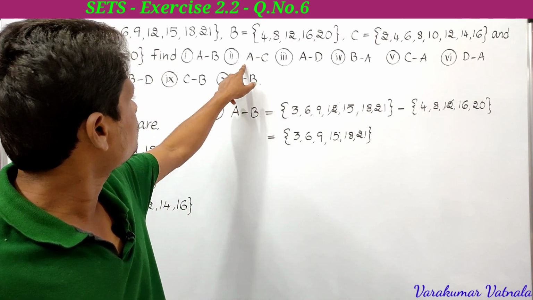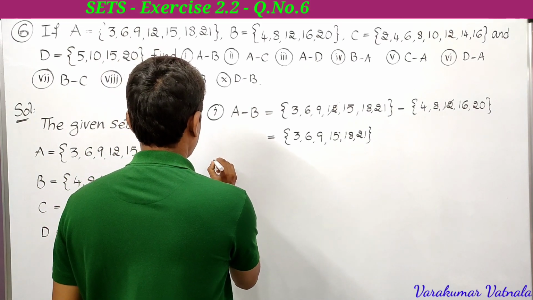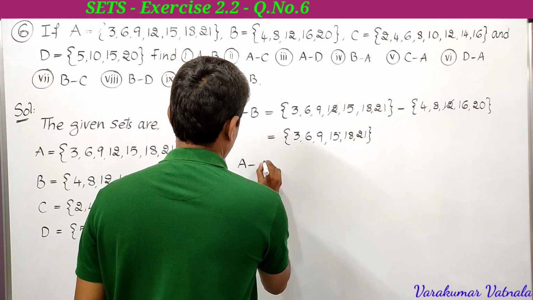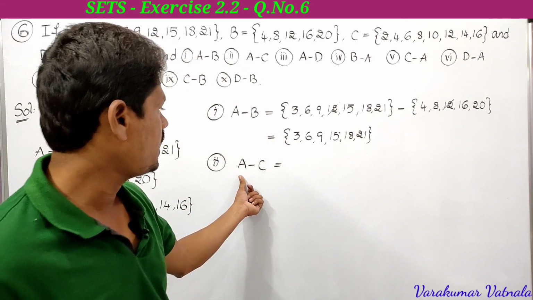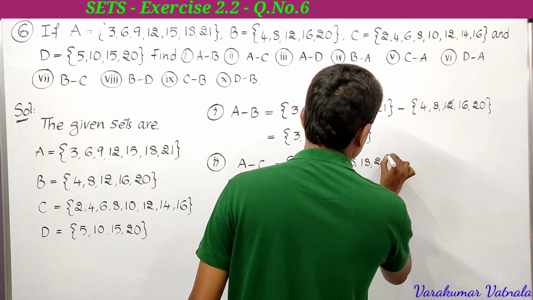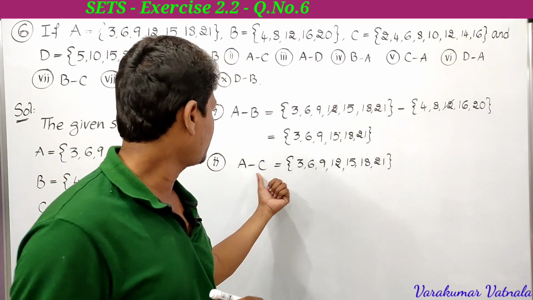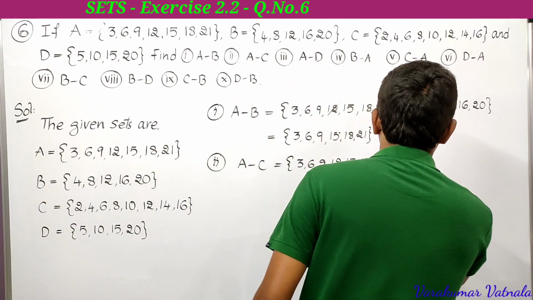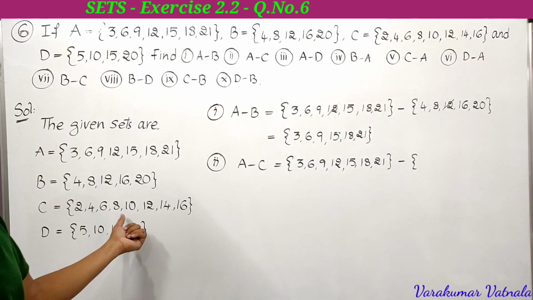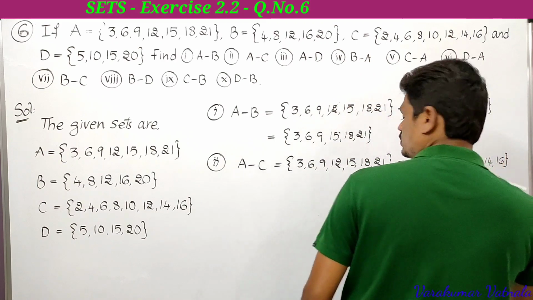So next, second, what is there? A minus C. So next we have to find A minus C. Again first we have to write set A minus set C. So what is set A? This is set A: 3, 6, 9, 12, 15, 18, 21. A minus C. So what is set C? We have to write the elements of set C. These are the elements of set C: 2, 4, 6, 8, 10, 12, 14, 16. Up to 16 you have to write.